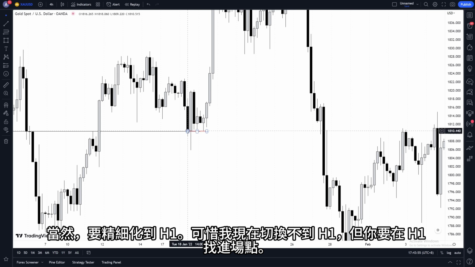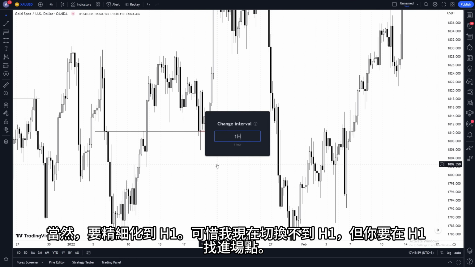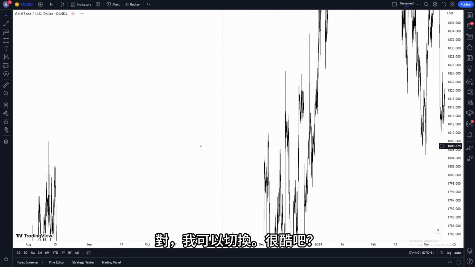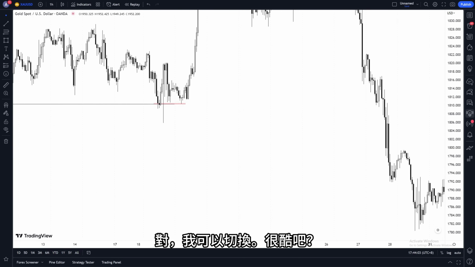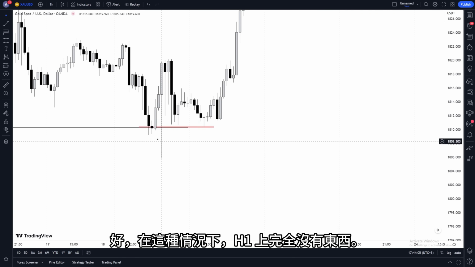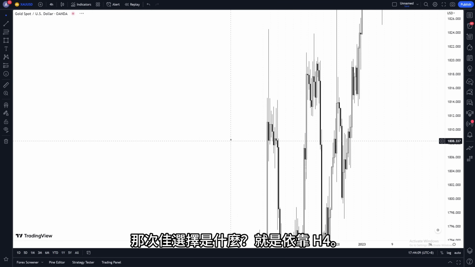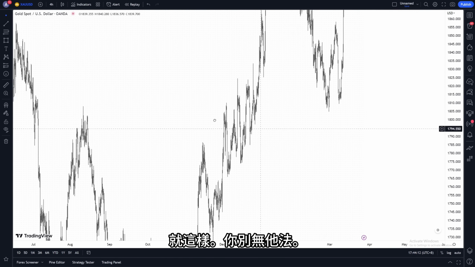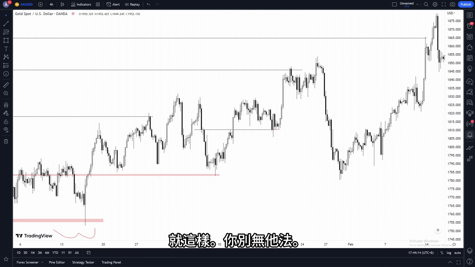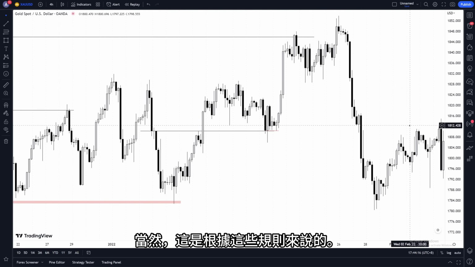Of course, refine it to the H1. I can't go to the H1 unfortunately, but refine it to the H1. See if you can go H1. Yes, I can. Cool. All right. Okay, in this case, there's just absolutely nothing on the H1. This is a sell buy, but it's already been tested. So what's the next best thing? It's just rely on the H4. That's it. Nothing else you can do there. Okay, according to these rules, of course.